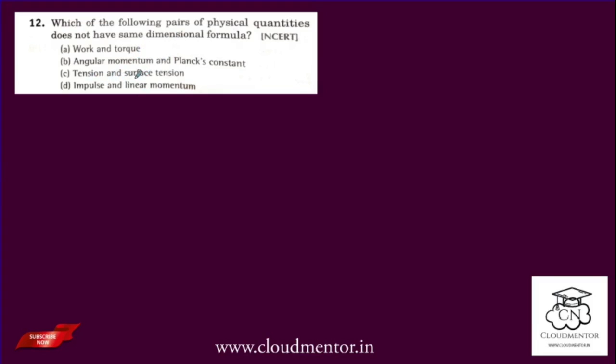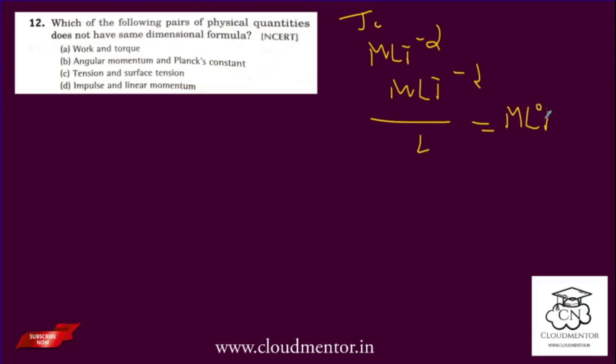Tension is the same as force, so its dimension formula is MLT raised to minus 2. And surface tension will be force per length, that is MLT raised to minus 2 divided by L, which is ML raised to 0 T raised to minus 2.